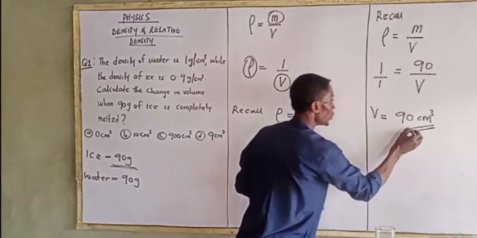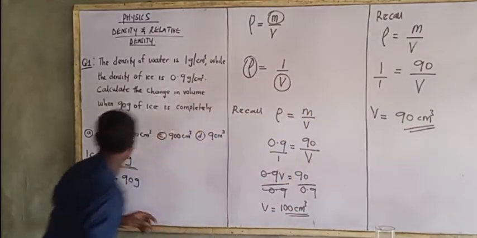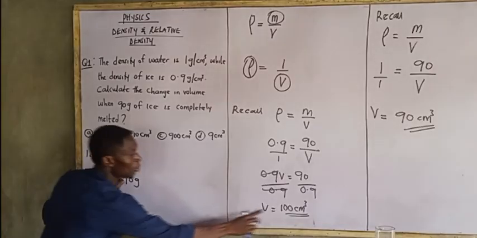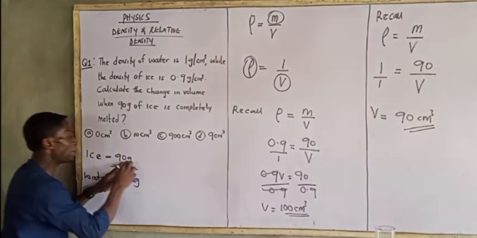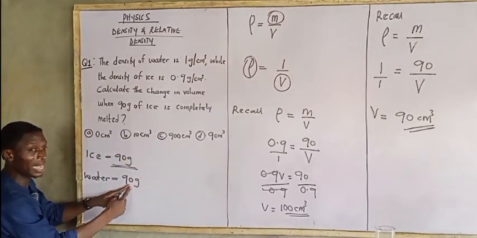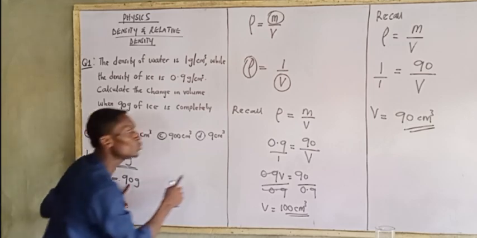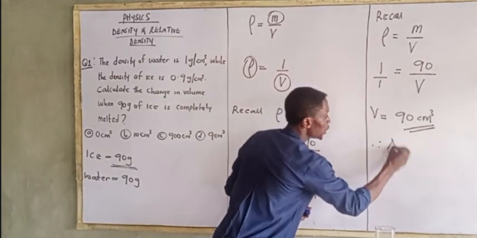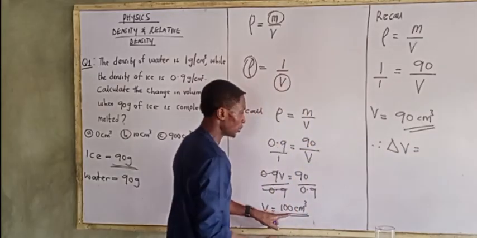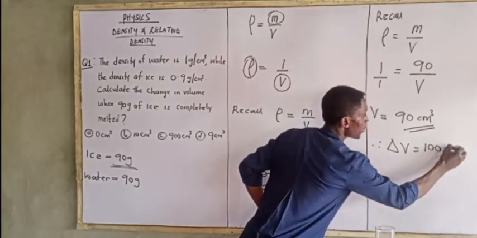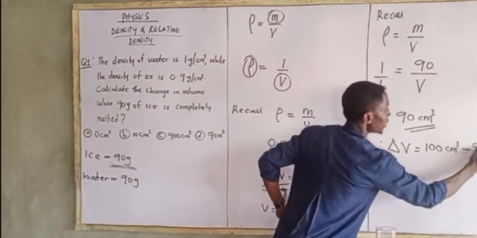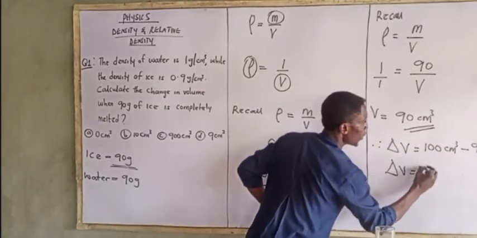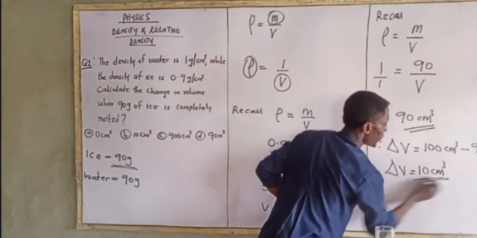What does that mean to you? It means that the ice block at 90 grams has a volume of 100 cm cube. And when it melts completely to water of the same mass, then you expect the volume to have reduced to 90. Therefore, the change in volume becomes 100 cm cube minus 90 cm cube. So that gives us the volume change to be 10 cm cube. Very simple.